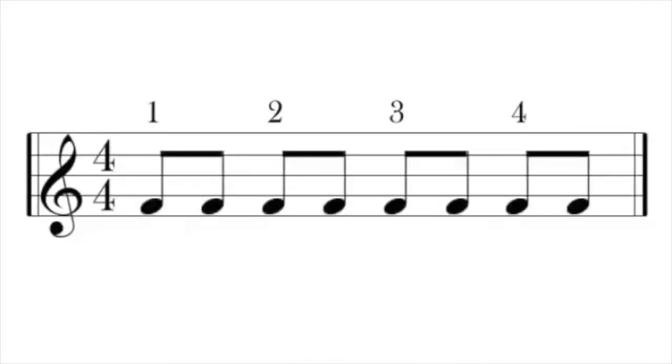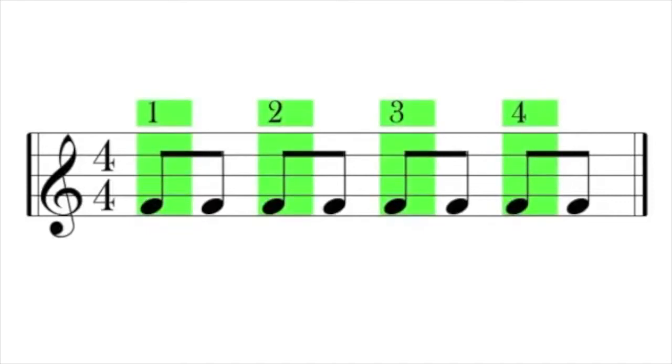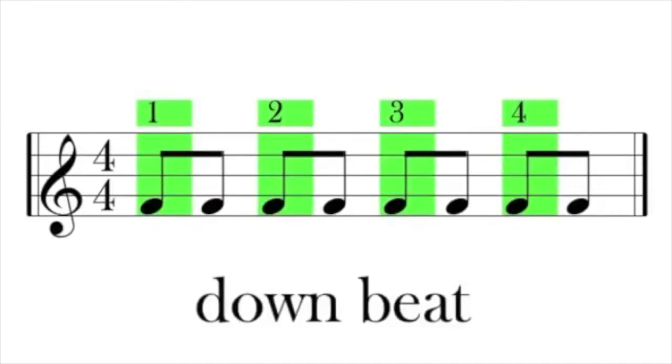Now you may be thinking, how am I supposed to count half of a beat? It's actually quite simple. In a situation like this, the first eighth note in any given beat is counted as the beat, meaning 1, 2, 3, or 4. This is known as the downbeat because it is the strongest part of the beat.